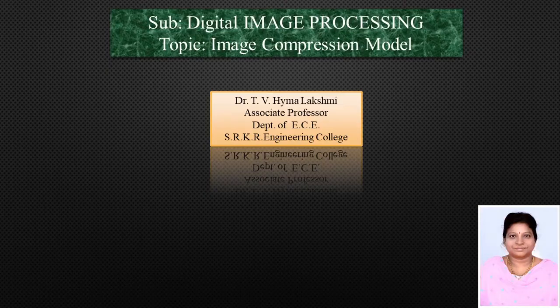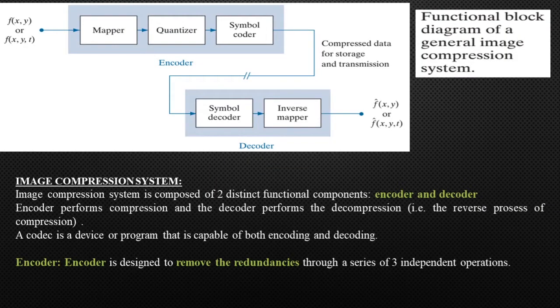In this lecture, I would like to discuss the image compression model. This image compression system is composed of two distinct functional blocks, the encoder and the decoder. If a device has both encoder and decoder in the same device, that is called a codec. Coding and decoding, that is, encoding and decoding.